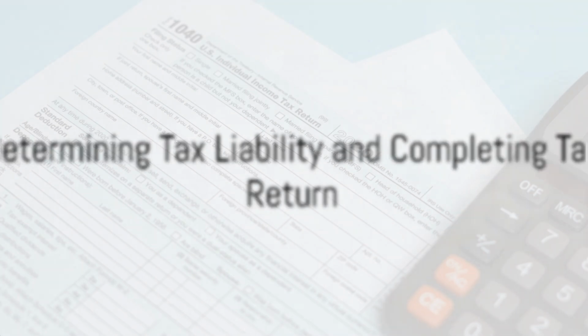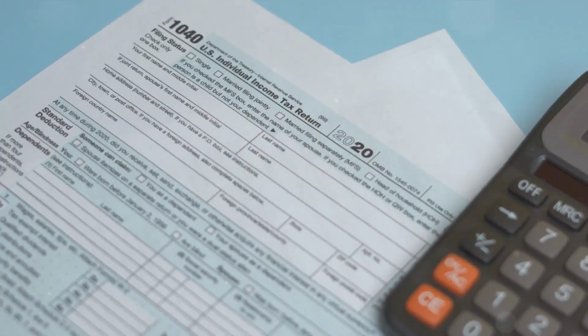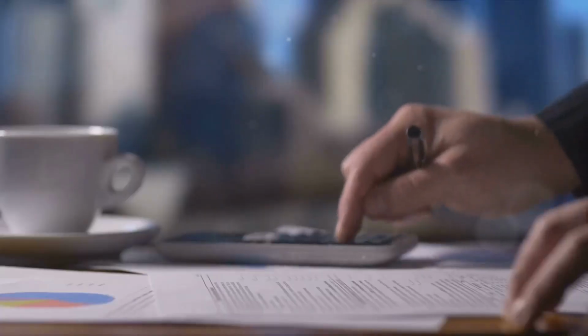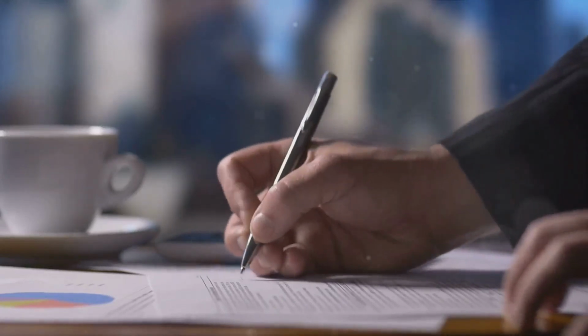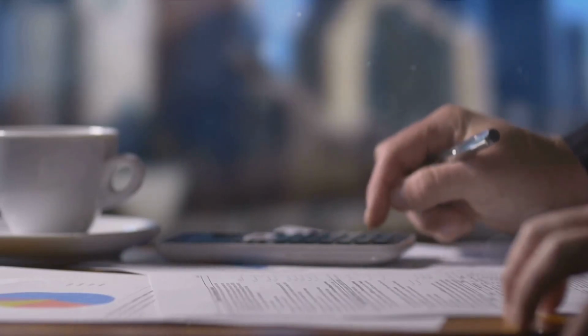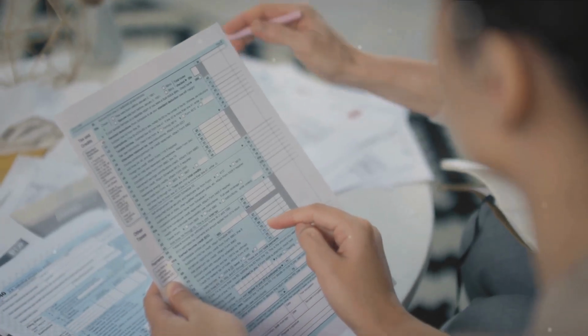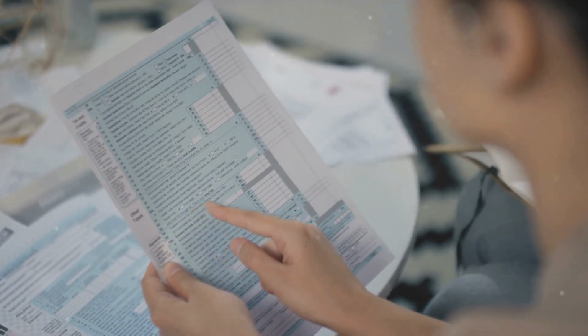If you've had taxes withheld from your paycheck throughout the year, subtract this amount from your tax liability to determine whether you'll receive a refund or owe more. Finally, using the information gathered, complete your tax return. You can choose to do this manually, use a tax software, or hire a tax professional. Once you're done, make sure to review your return carefully for any errors before submitting it.